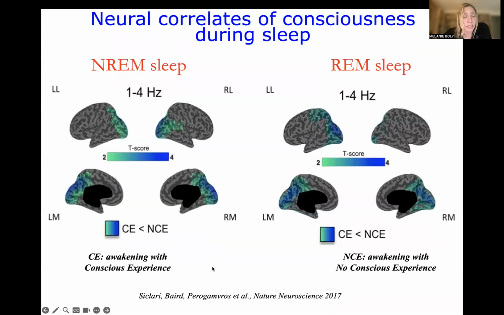Now, these lesion data fit with our previous result during sleep, where again we separated consciousness from responsiveness. We look within sleep, when you're unresponsive anyway, at whether you're having an experience or not. So CE here is awakening with conscious experience versus NCE, which is when you're unconscious. And both during non-REM sleep and REM sleep, when you discard confounds due to changes in behavior, you find that the areas predictive for being conscious versus not are mostly posterior: occipital, parietal, and temporal areas.